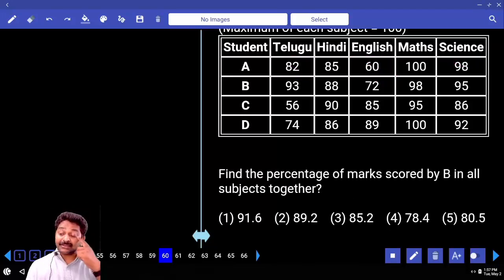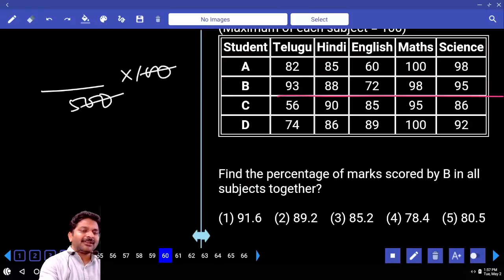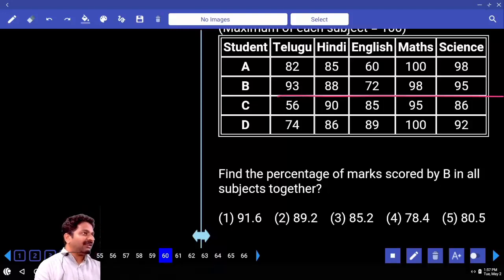Find the percentage of marks scored by B in all subjects together. All subjects. For every subject, total marks are 100 only. So in the denominator, what is that you get? 500. Percentage calculation into 100 only. So 2 zeros get cancelled, right? When the total marks are equal for each and every subject, and if maximum marks are 100, directly we can go for average, right? Yes.